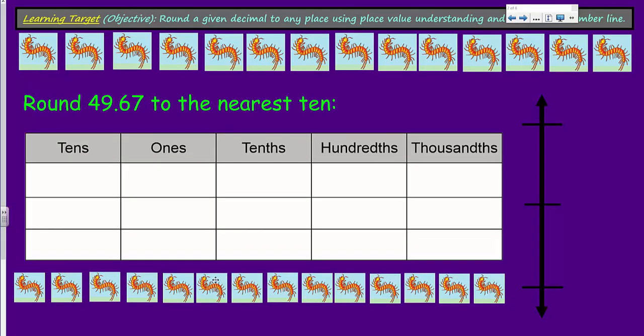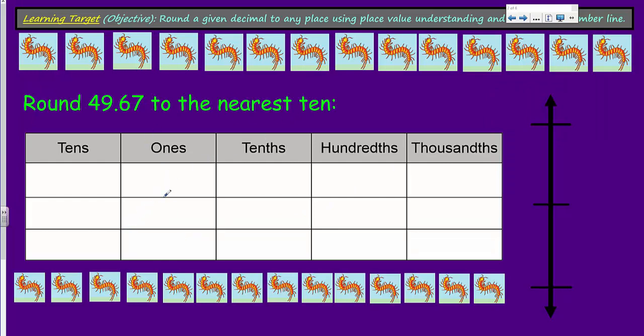Okay. So the first thing we need to do here is, why are there so many centipedes on my paper? They're just tripling and quadrupling. Okay, that's all right. You add a little decor to the slide. Let's look here. It says we have to round 49 and 67 hundredths to the nearest 10.